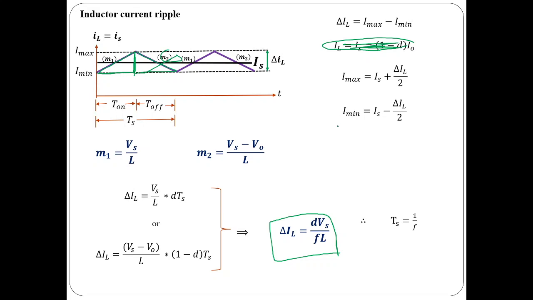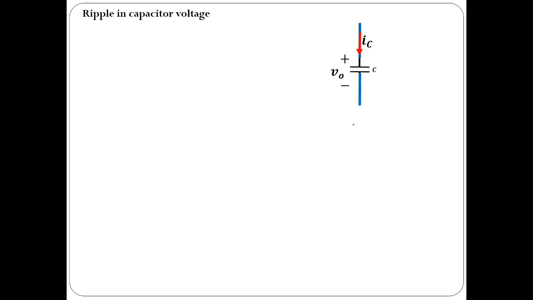Based on the data given, you can use any of these to calculate. If you know D, Vs, F and L, you can use this formula straight away to calculate delta IL. In case you know I max and I min, you can calculate it directly this way. If you know IS and delta IL, you can use this formula to calculate I max and I min. So based on the data given and the parameters being asked for, you can use any of the formulas. Now the next important parameter, ripple in the capacitor voltage.